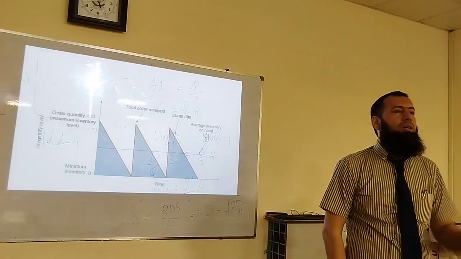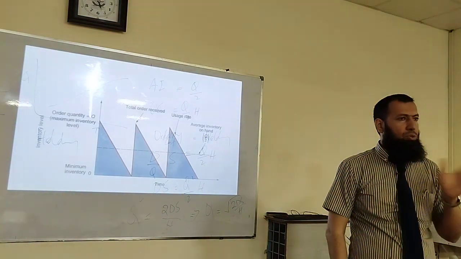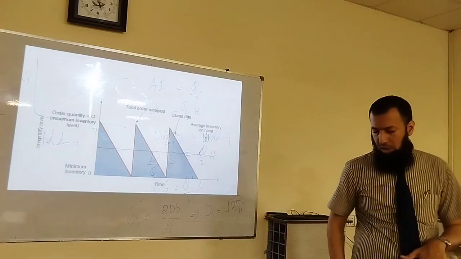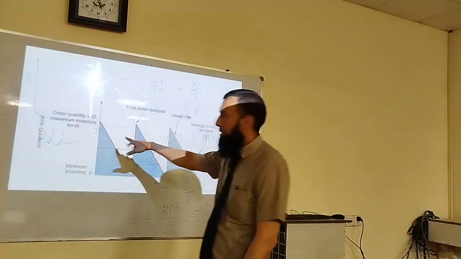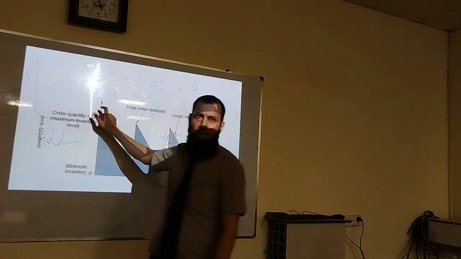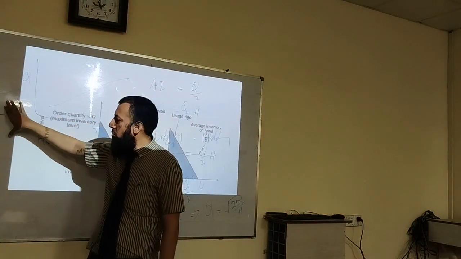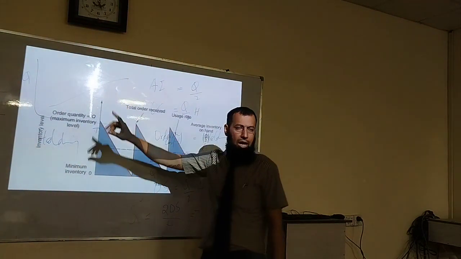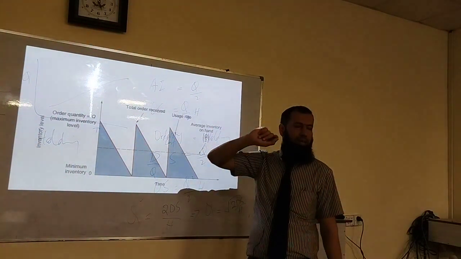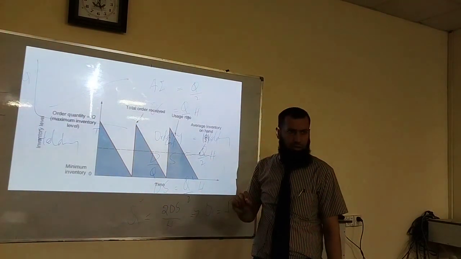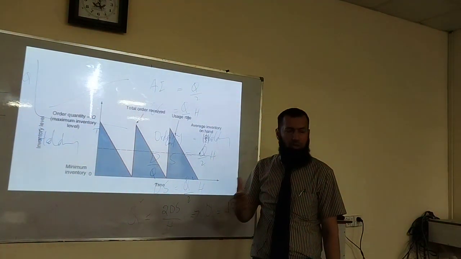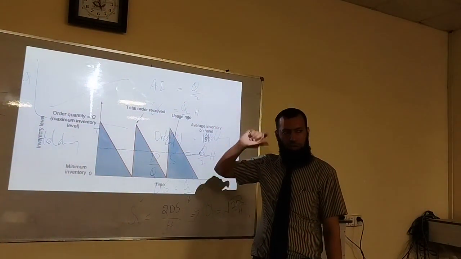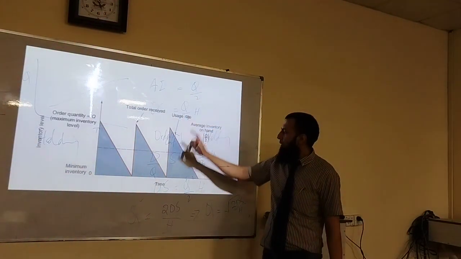I am repeating: we have two kinds of cost, one is the ordering cost, the other is the holding cost. When you increase the quantity, the holding cost increases, and the ordering cost decreases. So there must be a point where you get the lowest total cost, which is holding cost plus ordering cost, and that point is when both are equal.